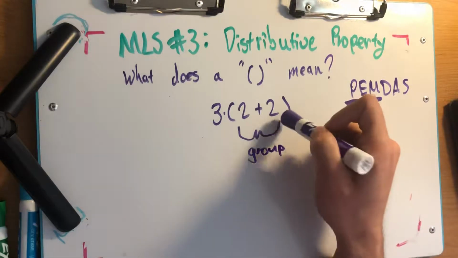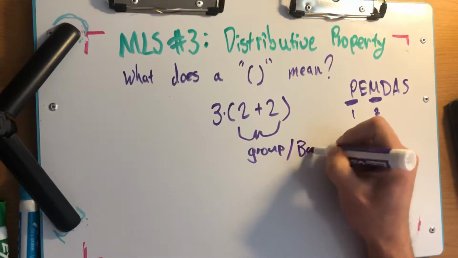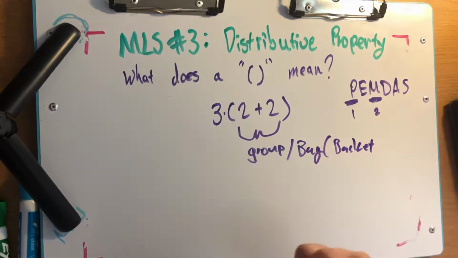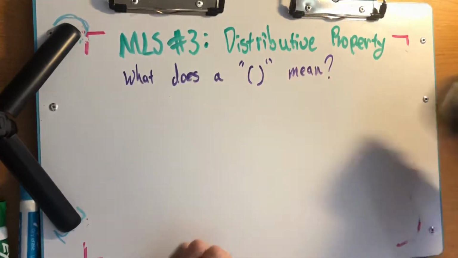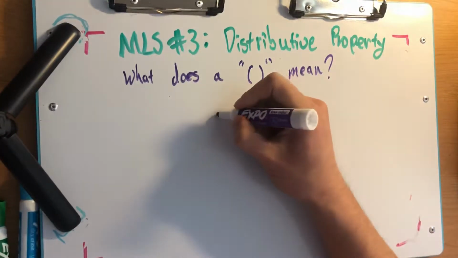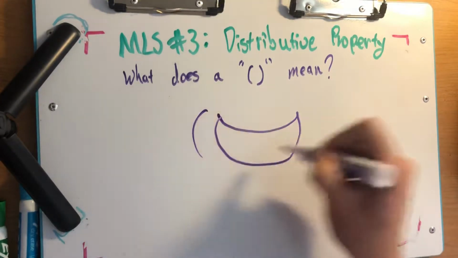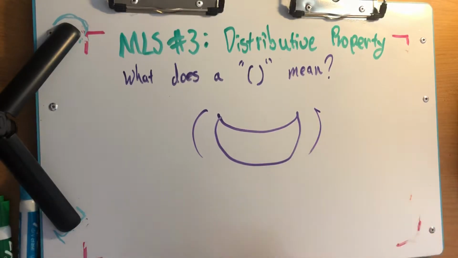If we think of these parentheses as a group or a bag or a basket, I think that's a lot easier for us to visualize. So instead of numbers, let's think of it as a basket. Okay, we got a basket. It's a parentheses. That's what it looks like. This basket, and we just have a ton of fruit.